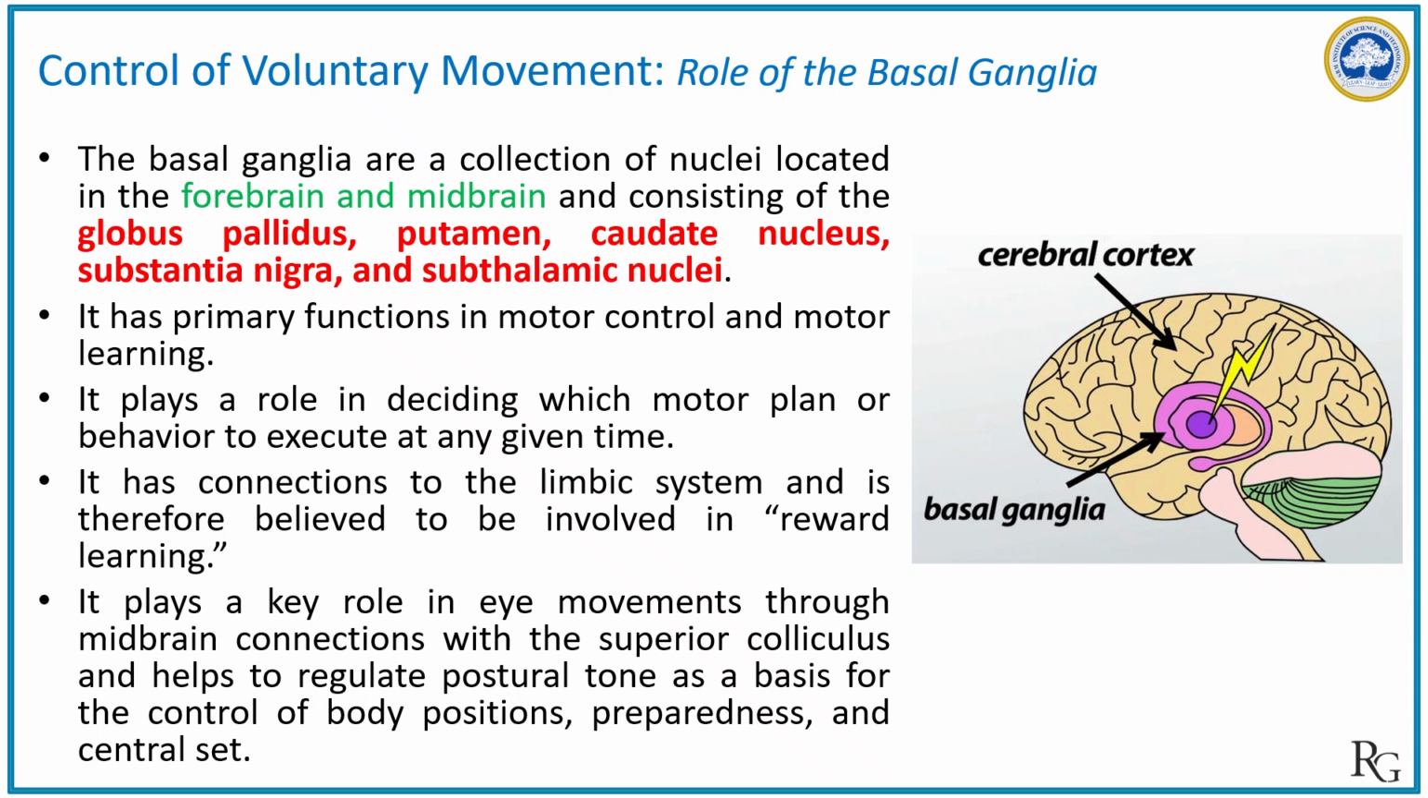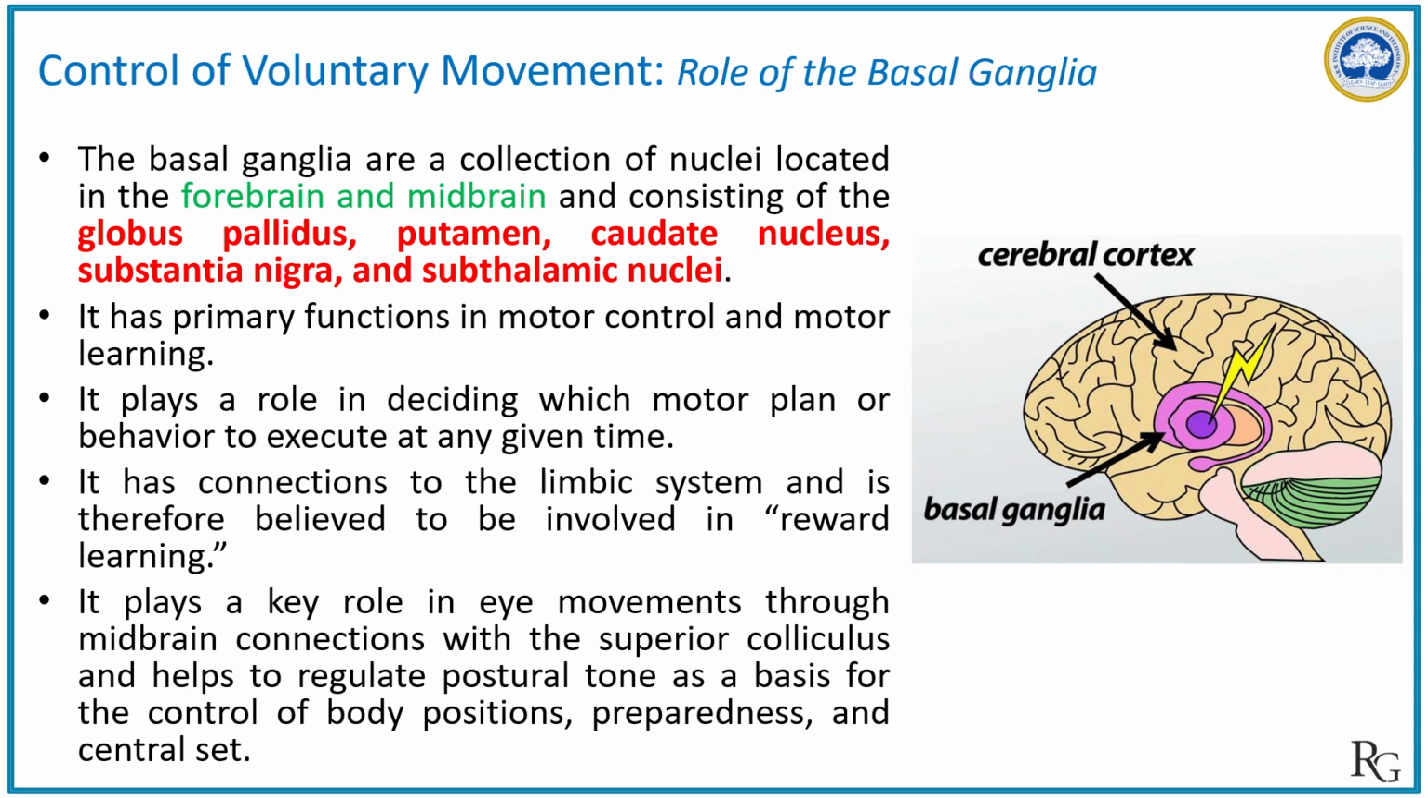And the basal ganglia are also connected to the limbic system, linking them to reward learning, which helps reinforce certain motor behaviors based on their outcomes. Through connections with the superior colliculus, they even assist in regulating eye movement and contribute to maintaining postural tone, the overall readiness for movement.